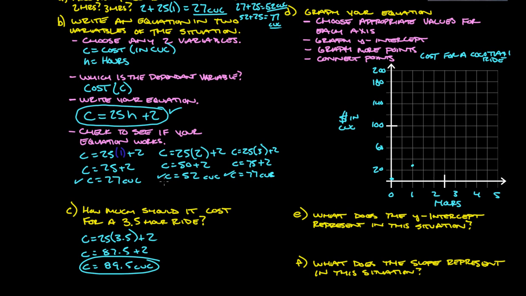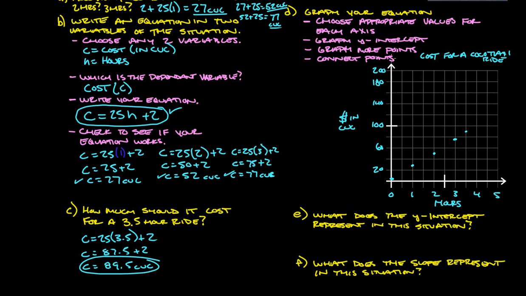For 2 hours, we're at 52. All right, let's see, that's 40, 52, a little bit higher up there. 3 hours, we were at 77. So that's just under 80. Okay, and since we had 3.5, we might as well try that one. That's 89.5, so just under 90. So 3.5 was just about right there-ish.